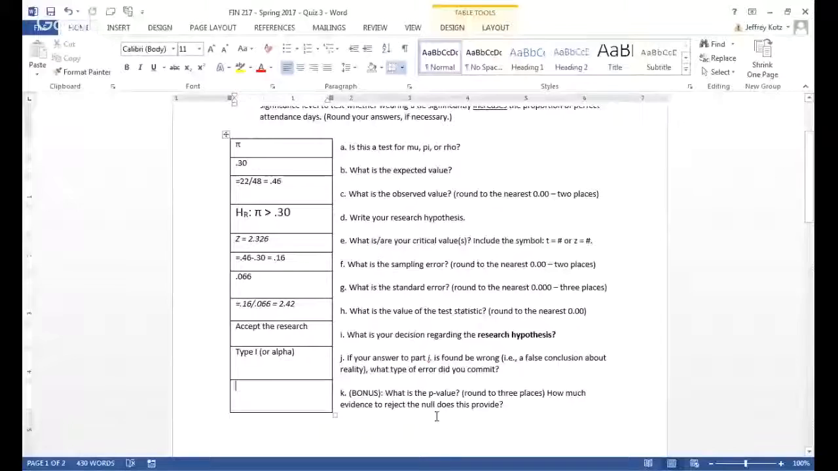That's weird. Anyway, what's the p-value, rounded to 3 places? How much evidence do you have to reject the null is what the p-value does. In order to find the p-value, we need to take the test statistic of 2.42 to the z table, find out how big the area is, and then whatever's left over in the tail, multiply it times the number of tails in the test, which is 1 because it's a directional test.